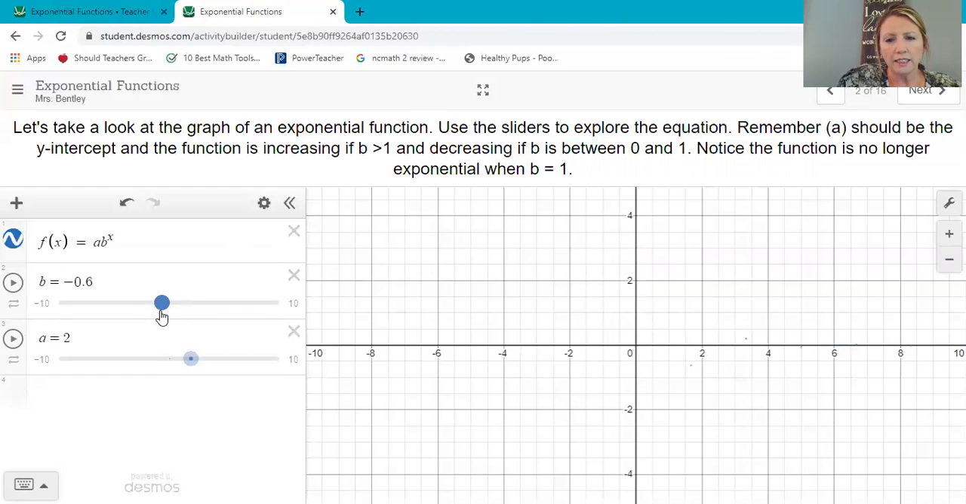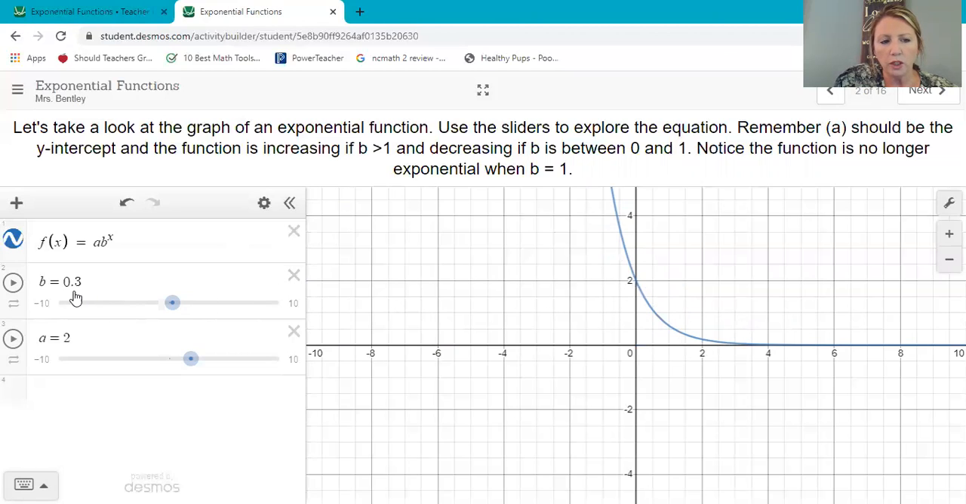Again, as I move it, well, now I've gone into the negatives. You don't want to go into the negatives. The negatives are just going to take our function and reflect it over the x-axis. And you'll learn more about reflections next year in math too. But we're just wanting to stay right here between 0 and 1. Again, notice the y-intercept is still 2.